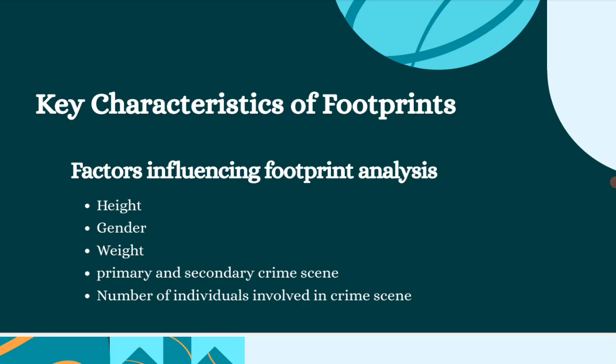I hope you guys have a better understanding about the primary scene and the secondary crime scene. The primary crime scene is where the actual crime occurred, and the secondary crime scene excludes the primary crime scene but is somehow related to it.